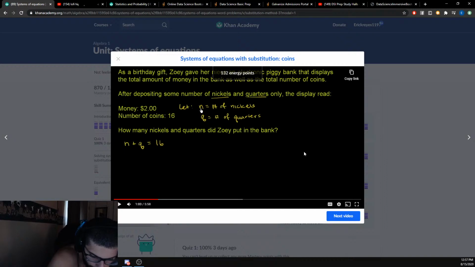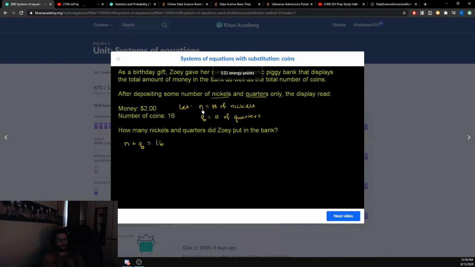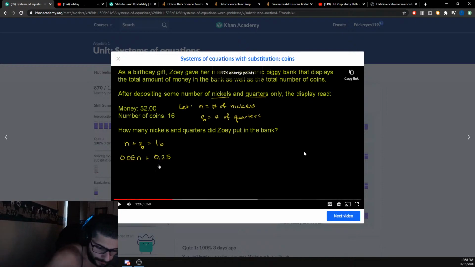Substitution didn't work. So what I can do is multiply how many nickels we have times 0.05, and that'll tell us how much money we have in nickels. So 0.05 times the nickels plus the amount of money we have in quarters. Well, that'll just be 25 cents per quarter, or 0.25 of a dollar.